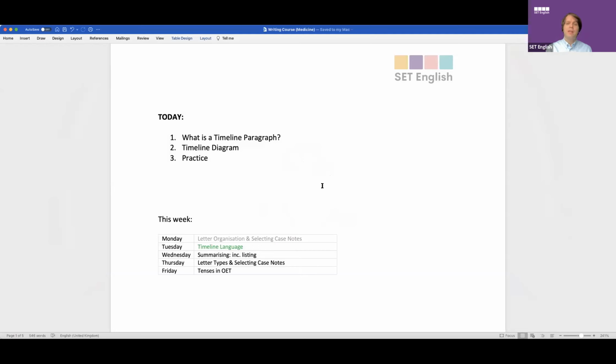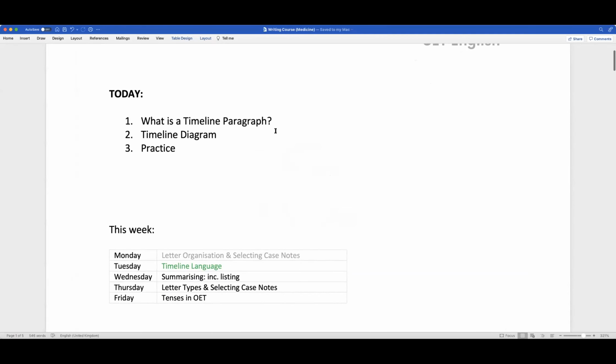So guys, can you see my Word document here? Yes. Fantastic. Okay, so first question is, what is a timeline paragraph? Second thing we're going to do today is we'll make a diagram. We'll do some practice as well. Okay, that's the main structure of this class.